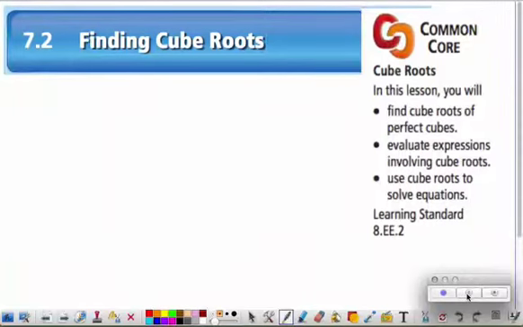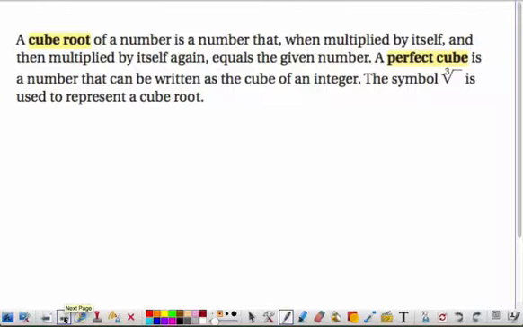Today's topic is on finding cube roots. So we're going to find the cube roots of perfect cubes and evaluate expressions involving cube roots. A cube root is kind of like a square root, except you're looking for what times itself twice will give you another number. And just like square roots, perfect cubes are those numbers whose cube roots are integers.